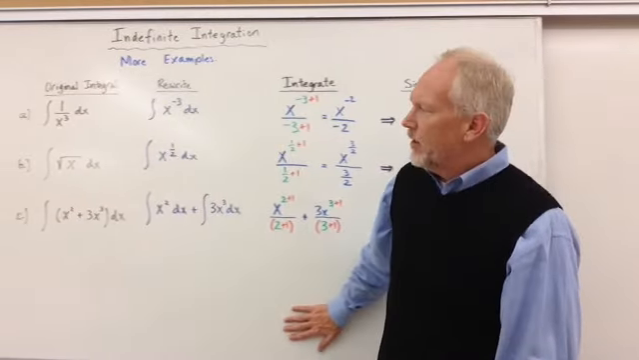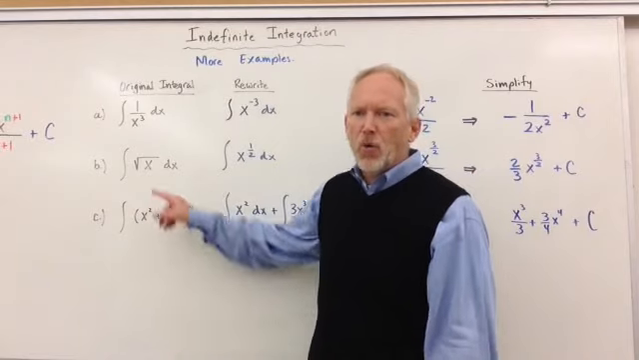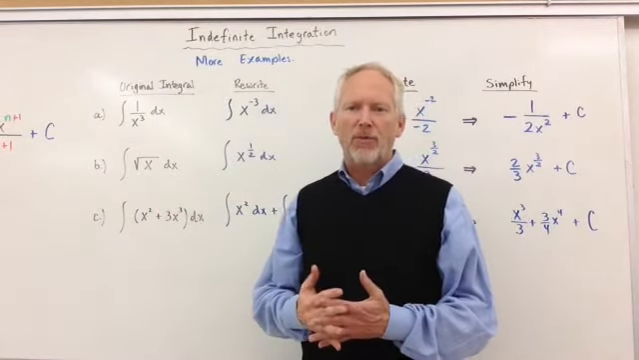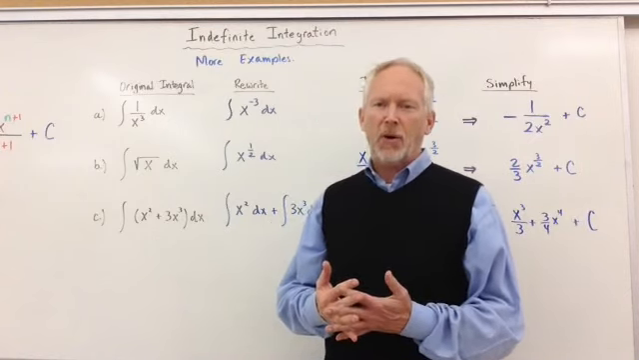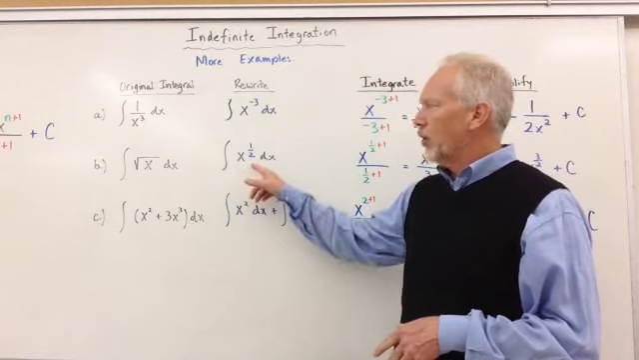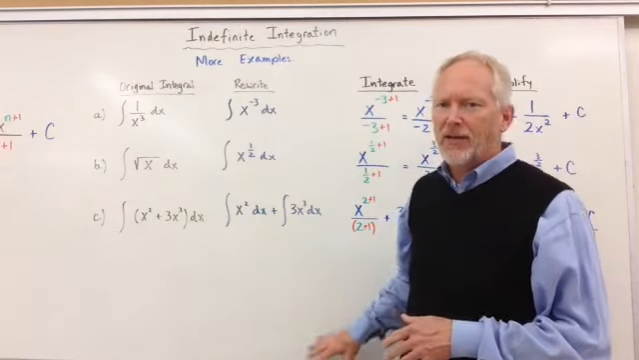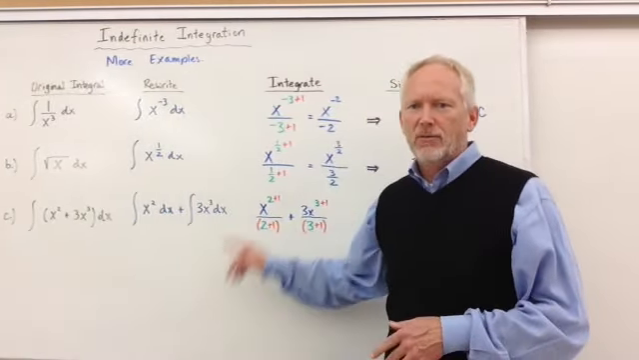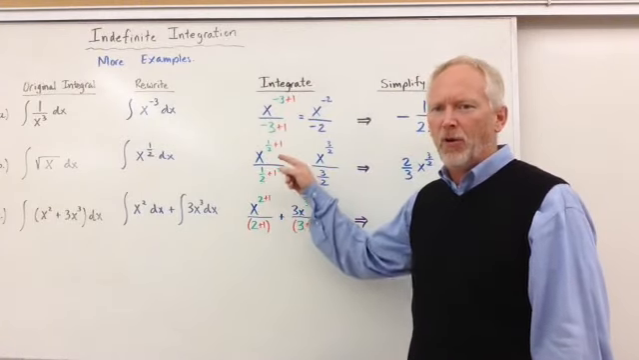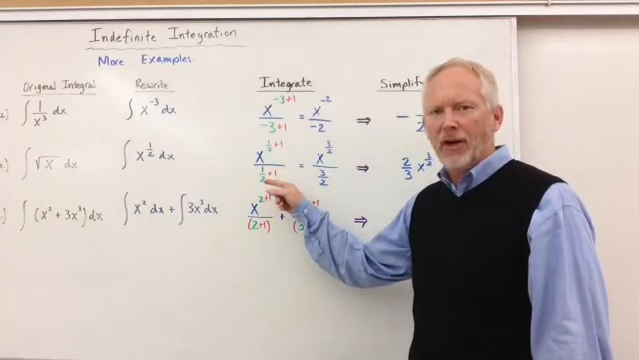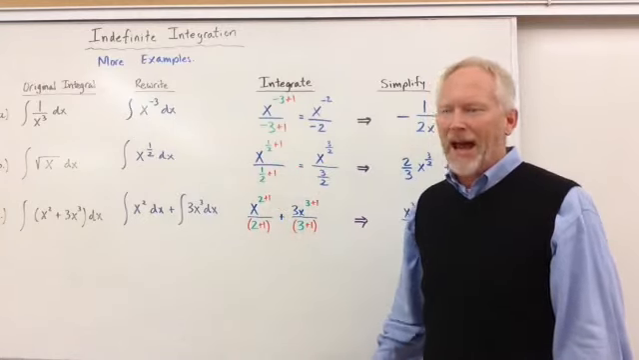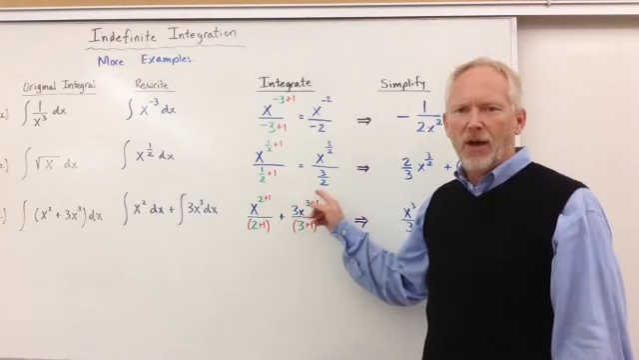All right, let's look at problem B. The square root of x. How can we rewrite that in terms of an exponent with a power? So the integral of x to the 1/2 power dx. We take x, we take the 1/2 plus 1 in the numerator, or the power I should say, and then in the denominator. And then we simplify. 1/2 plus 1 is 3/2. We get 3/2 in the denominator.